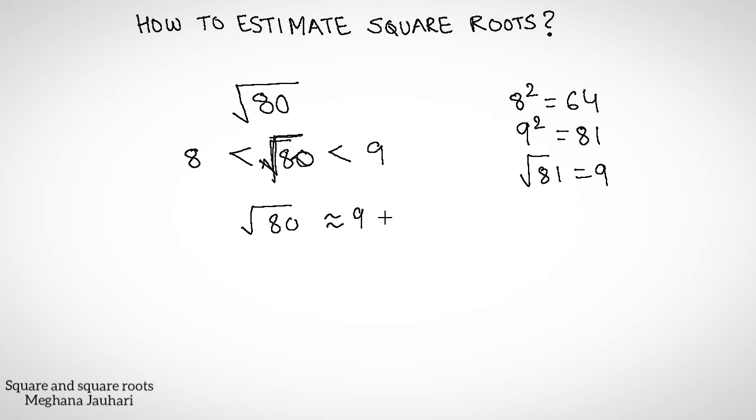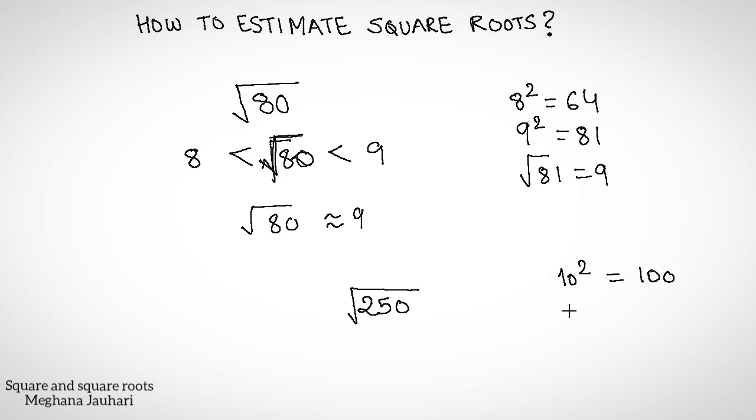So in this way we will do the estimation by finding the squares of numbers, and we will check which two numbers it lies between. Now let's take another number. Let's take 250, right? We are going to find the square root of 250. As we know, again 250 is not a perfect square, so we are going to estimate. But before that we are going to think: 250 lies around the square of which number?